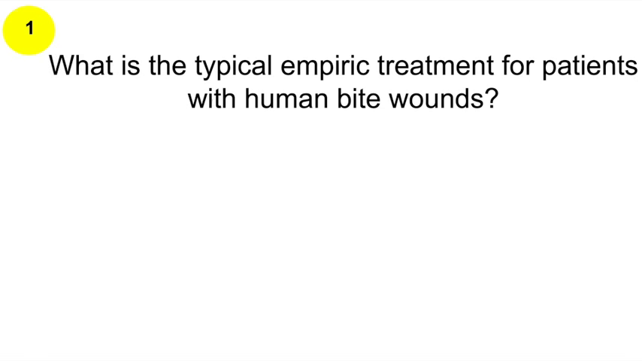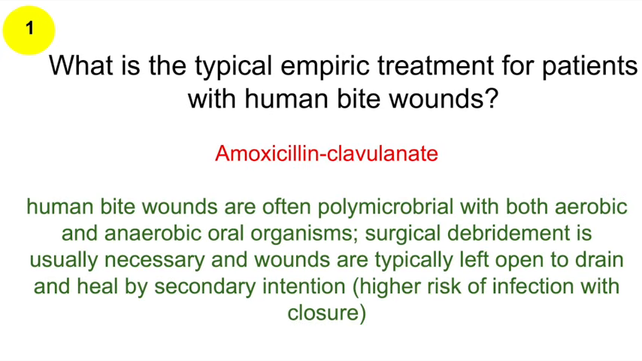What is the typical empiric treatment for patients with human bite wounds? Augmentin. Human bite wounds are typically polymicrobial with both anaerobic and aerobic organisms. It's also important to note that these wounds are typically left open to drain and heal by secondary intention because there is a higher risk of infection with closure of the wound.